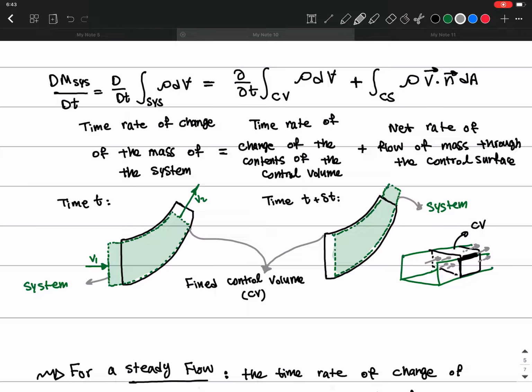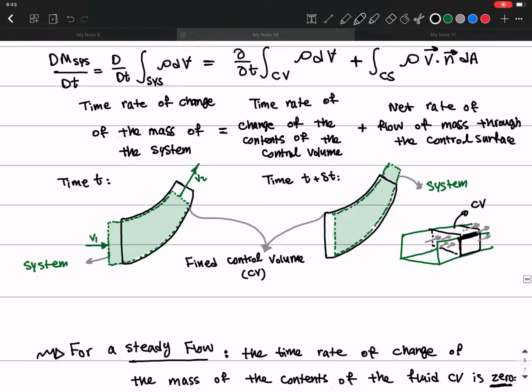And then using these two, if you sum these two together, you will get the total time rate of change of the mass of the system, the mass of the fluid system that is here. So this is just the difference between system and control volume, and what these terms mean. So now this was in terms of physics and the intuition.